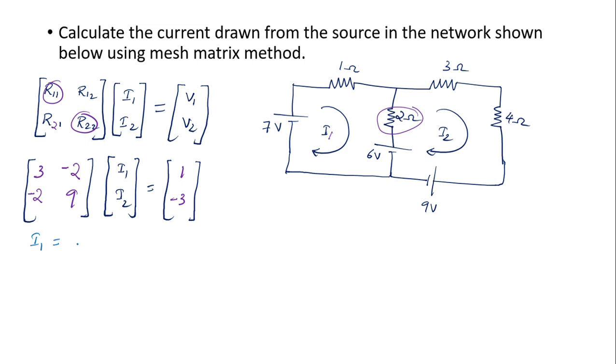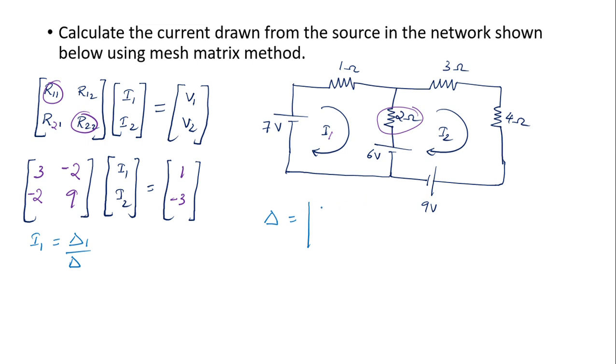I1 will be equal to delta 1 divided by delta. Now what is delta 1 and what is delta? Delta is simply the determinant of this particular matrix.